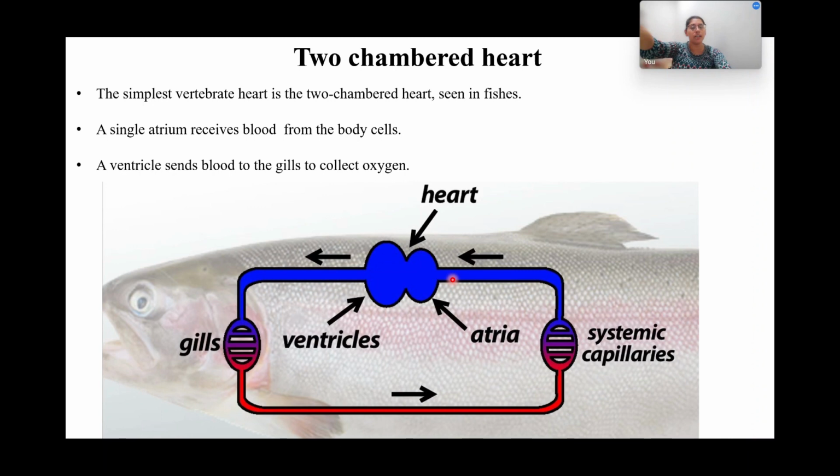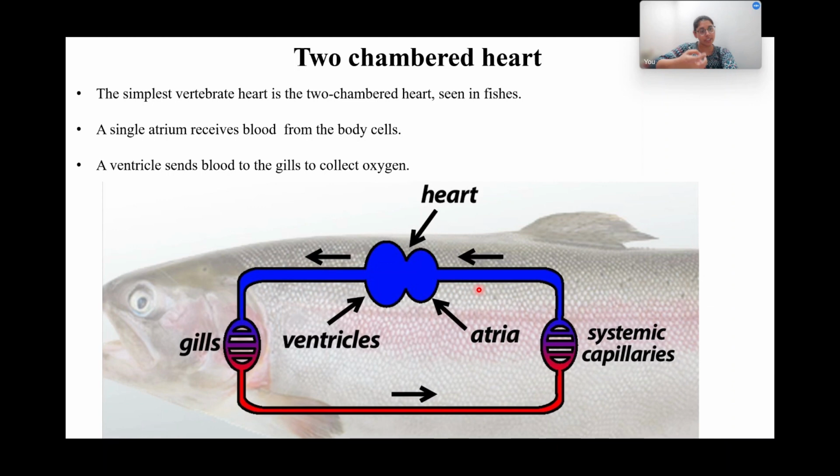Once it is purified, the arteries, you can see here, take the purified blood and bring it back to the systemic capillaries. Again, you can see that when the blood is blue, or deoxygenated, it means that it has lost the oxygen. So it is more rich in carbon dioxide, which is the waste product of the respiratory system. So these are rich in carbon dioxide, and they are supposed to be taken to the lungs so that they are respired out of the body. That's the general flow of the circulatory motion. So this is the two-chambered heart.